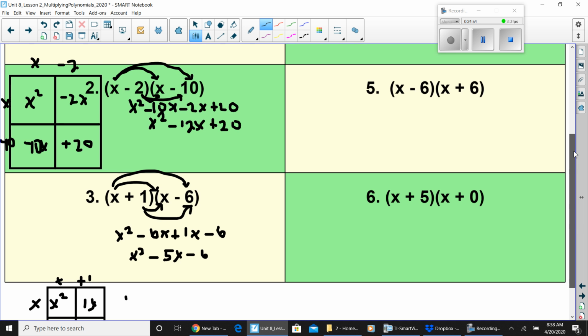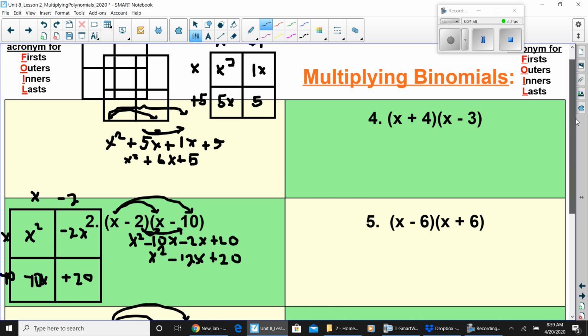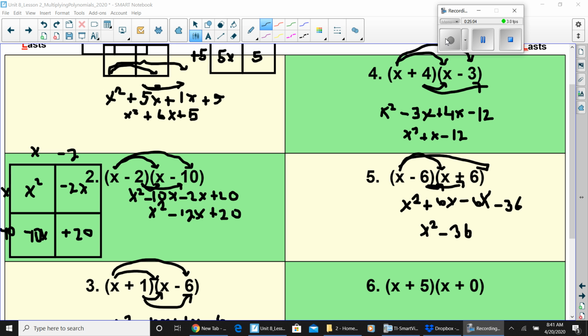All right, go ahead and do number 4 and 5, and we'll come back with the answers. Press pause now. All right, number 4. Whatever method you use, you're supposed to come up with x squared minus 3x plus 4x minus 12. And when you combine the like terms in the middle, negative 3x plus 4x is x. So you have x squared plus x minus 12 as the final answer.